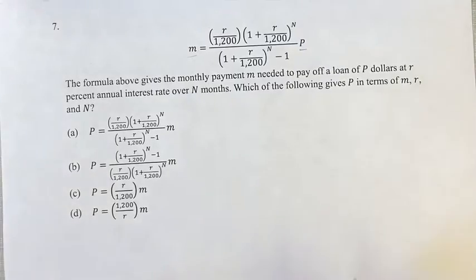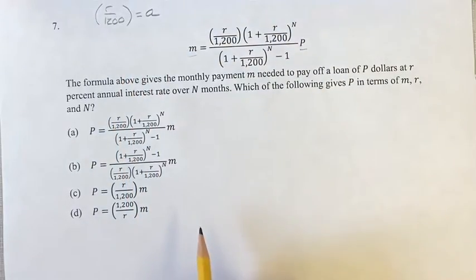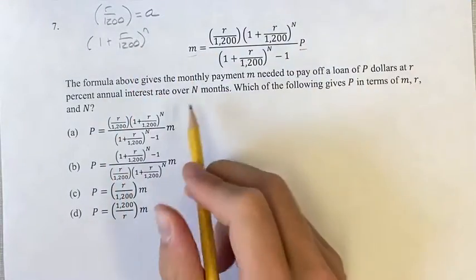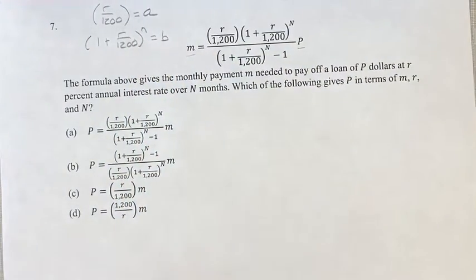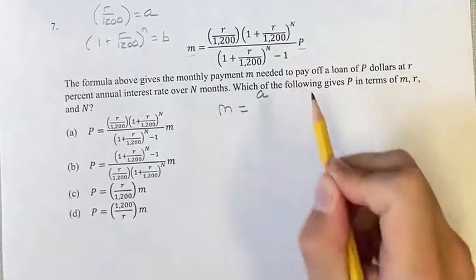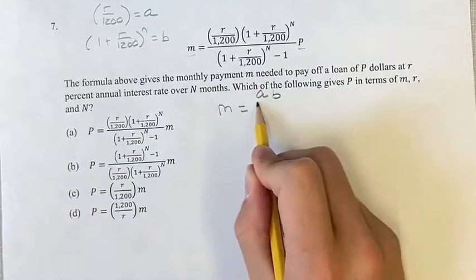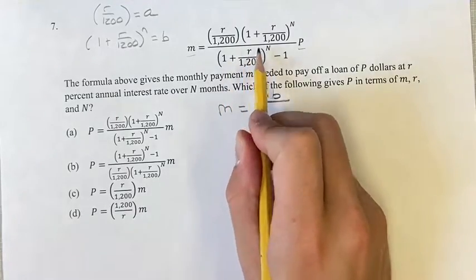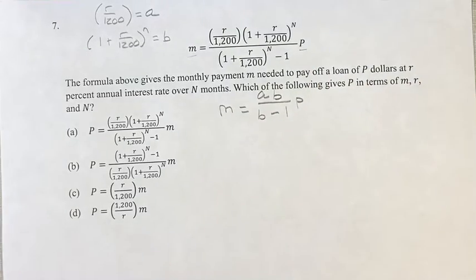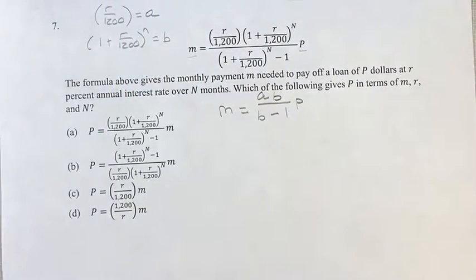So what I'm going to do is set r over 1200 equal to a. And 1 plus r over 1200 to the n, I'm going to set that equal to b. Therefore, our equation is m is equal to a, that's r over 1200, times b, that's 1 plus r over 1200 to the n, over b again, minus 1. And this is times p. Now we're trying to solve for p. This is a lot easier, and once we get to the end, we can plug these values back in.